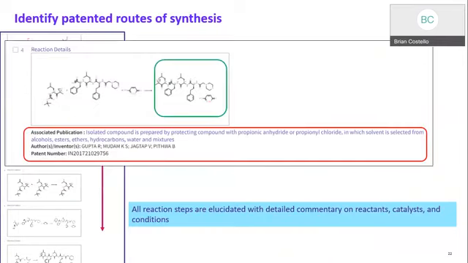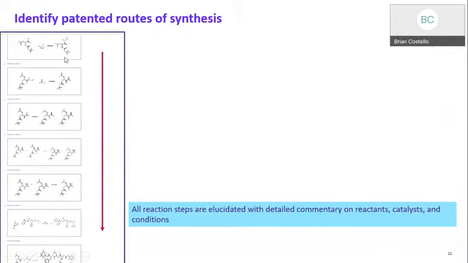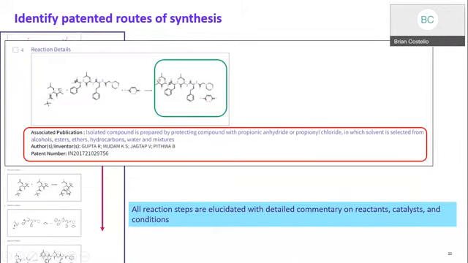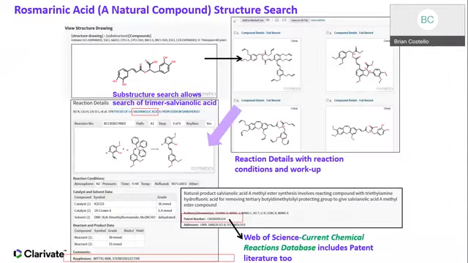And this is one integrated platform. So, for example, in carfilzomib, this is from an Indian patent. All the reaction steps, if you notice over here, are given, and each of these reaction steps actually has detailed commentary on reactants, catalysts, and conditions, just like this.